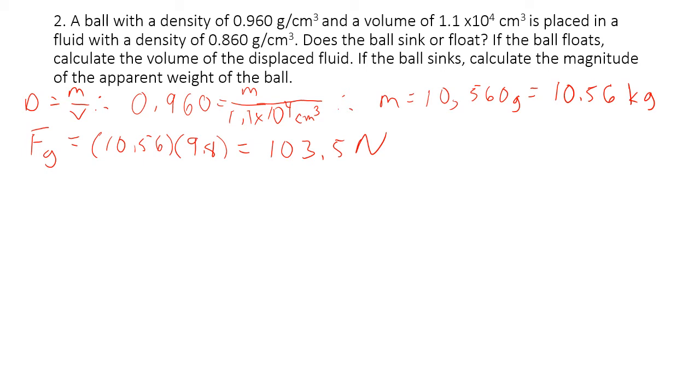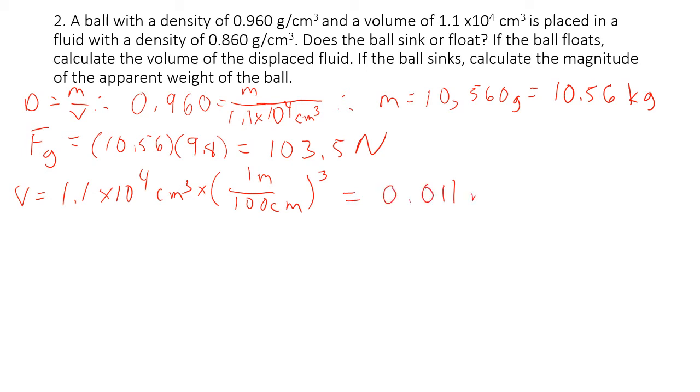Next, we want to convert the volume of the ball to meters cubed instead of centimeters cubed. So to do that, our new volume is going to equal 1.1 times 10 to the fourth centimeters cubed. And then we're going to multiply that by 1 meter over 100 centimeters. And since it's cubed, you have to cube that, so we do that 3 times, and we get 0.011 meters cubed.